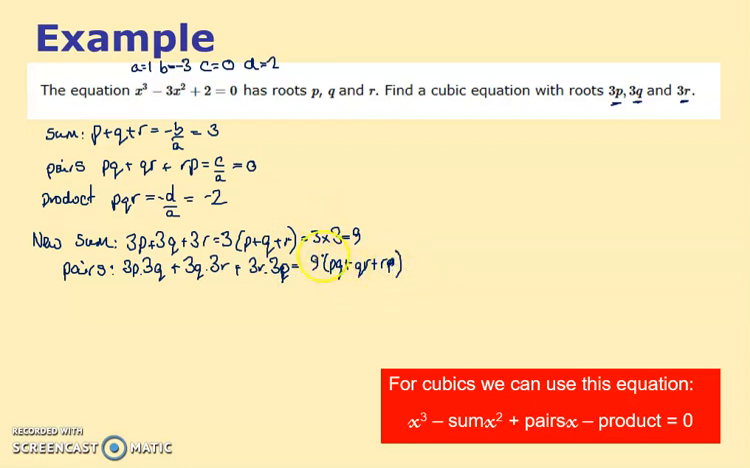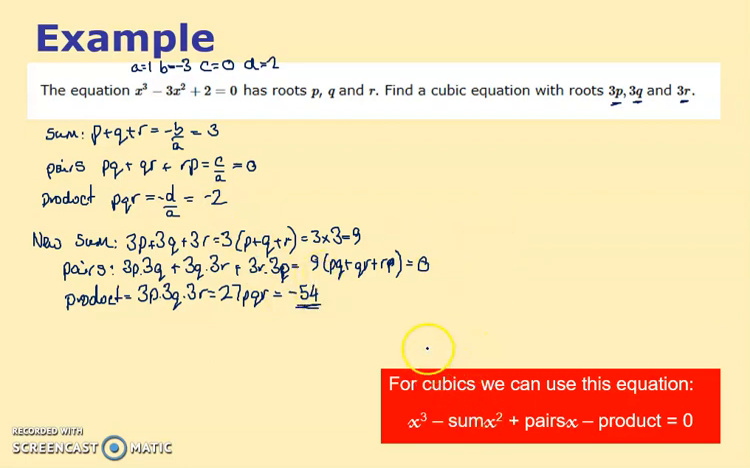Luckily all that is 0, so 9 times it is still 0. That was easy. And the product, well, I've got to times them all together. This is 3P times 3Q times 3R, and I reckon that's 27 lots of PQR. PQR was minus 2. I reckon that's minus 54. It's a very nice number there at the end.